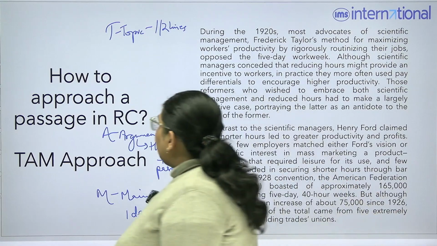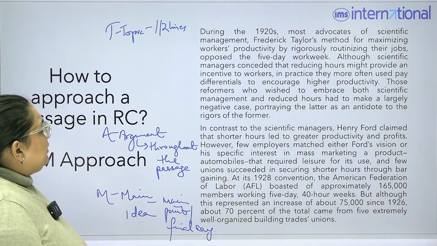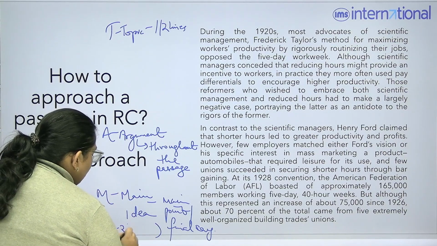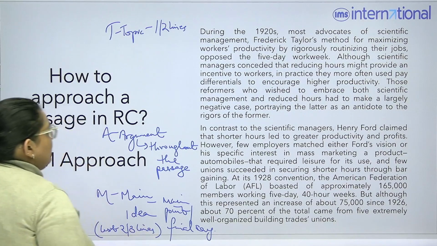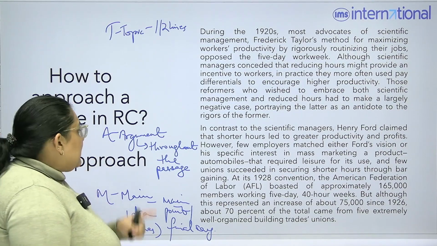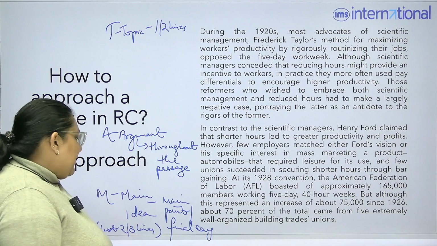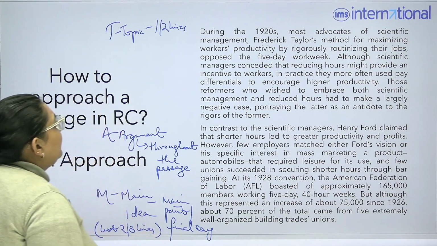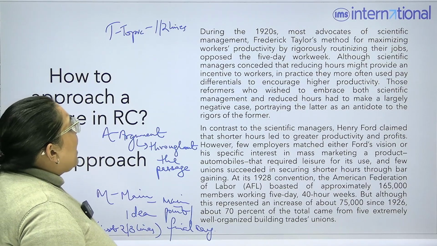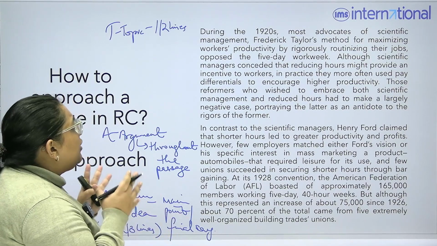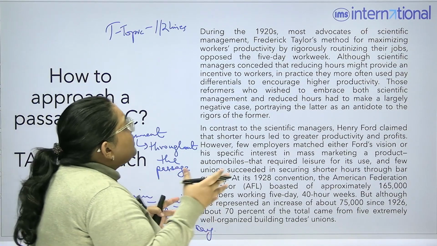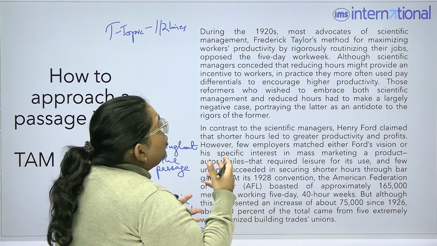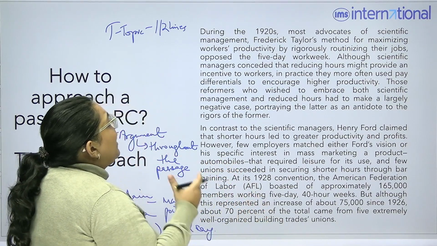Okay, so let's start and let's read the passage. The main idea will generally be present in the last 2 to 3 lines of the passage. So topic in the first 1 to 2 lines, argument throughout the passage, and main idea in the last 2 to 3 lines of the passage. So what does this passage say? During the 1920s, most advocates of scientific management, what is scientific management? Frederick Taylor's method for maximizing workers' productivity by rigorously routinizing their jobs, opposed the 5-day work week.